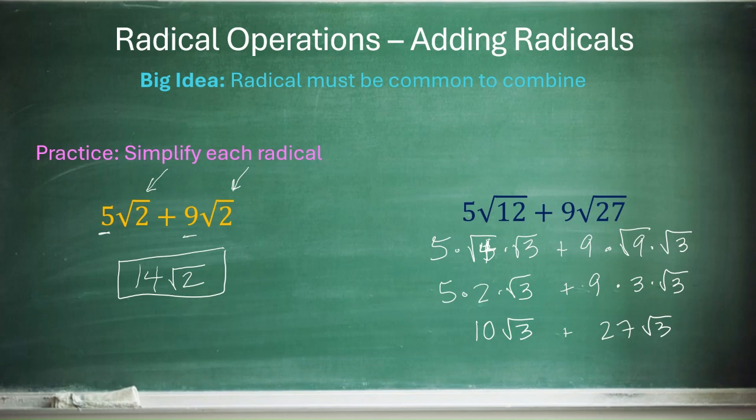So now I'm looking here at my 2 terms, and I have 10 root 3 plus 27 root 3. I'm noticing that my radical is root 3 in both of these, which means these are like terms and I can combine them. All we're going to do is add the coefficients. So 10 plus 27 is 37, and we keep the radical. So as a simplified expression, we have 37 root 3.